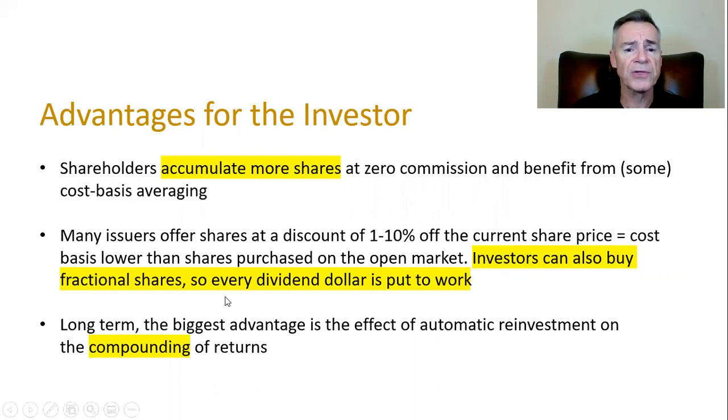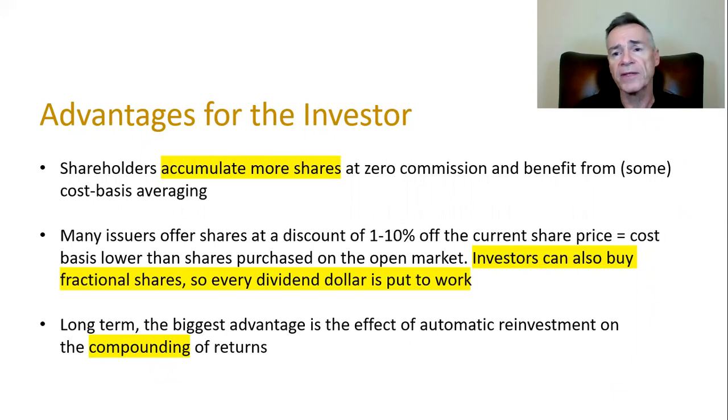Investors can also buy fractional shares, which means every dividend dollar is put to work. And what that means is simply this. If Sibanye is trading at $15 and your dividend is $16.50, they don't buy one share and that leaves them $1.50.